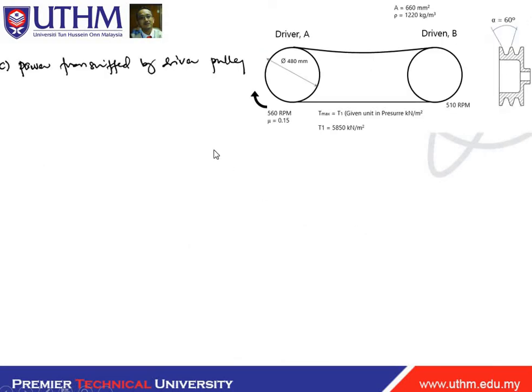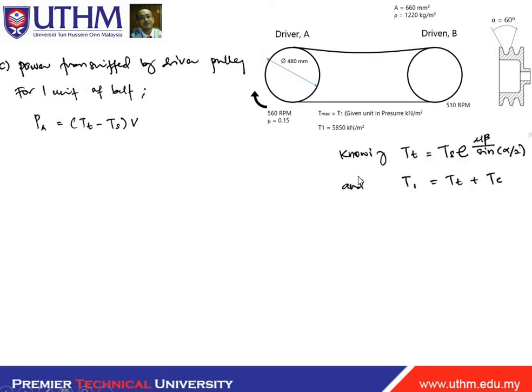The third question is asking about power transmitted by driver pulley. For one unit of belt, the power at driver A, this is the basic formula of power, P equal to tension times velocity. Actually, this is the so-called (T1 minus T2), the effective tension at this pulley. So we know that the T1 formula is this one, and then T1, because there is a centrifugal effect, T1 is equal to T plus TC.